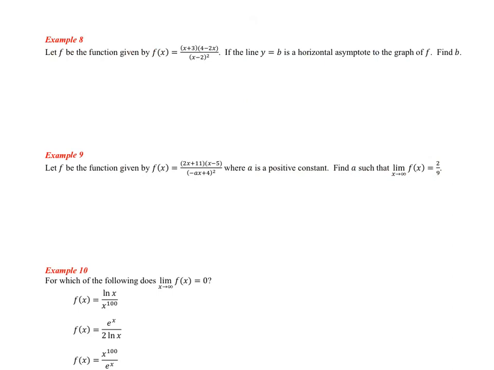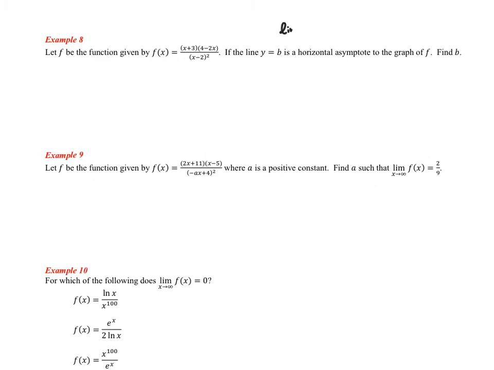Okay, let's take a look at example number 8 here. It says let f be the function given by f of x is equal to that thing. If y equals b is a horizontal asymptote to the graph of f, find the value for b.